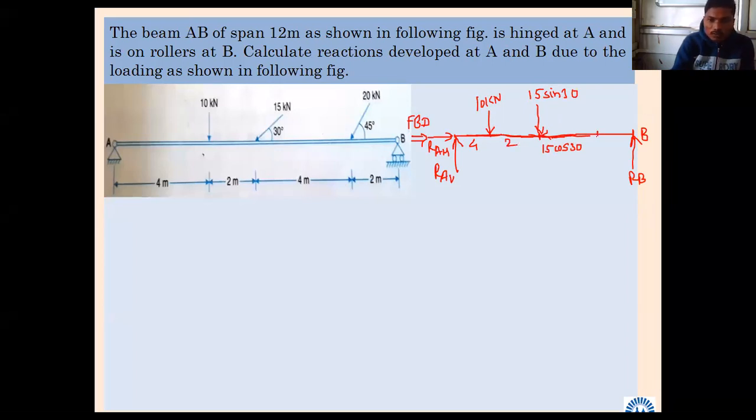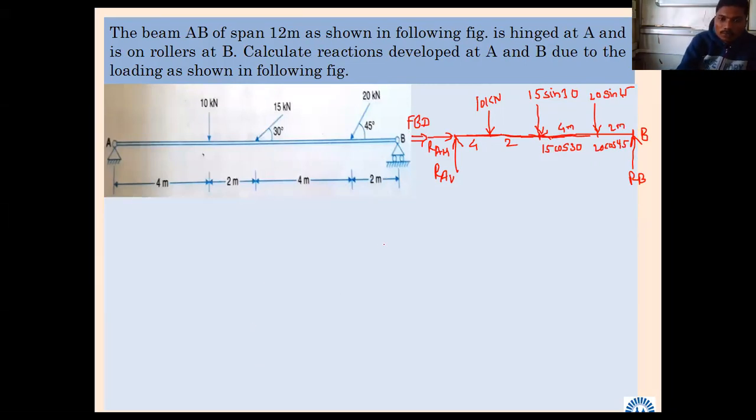Then one more force is there here. How much is it? 20. What will be its vertical component? 20 sin 45. The horizontal, 20 cos 45. Distance: in between these two forces there is 4 meter, and here 2 meter. No question.